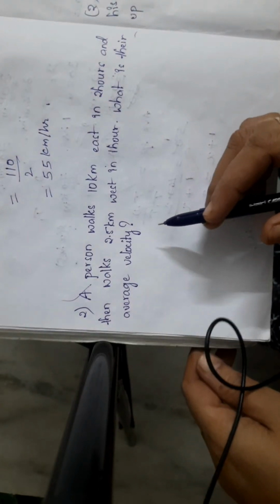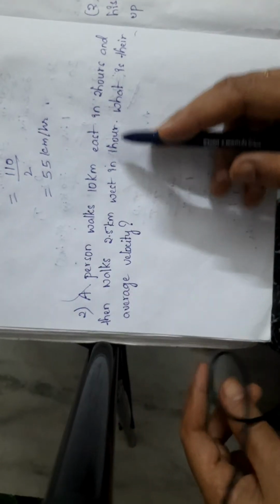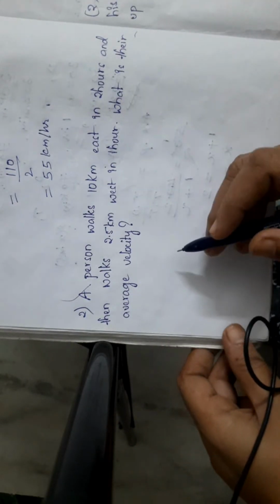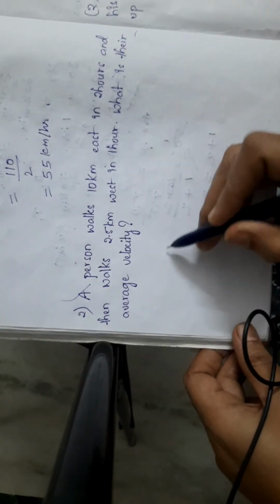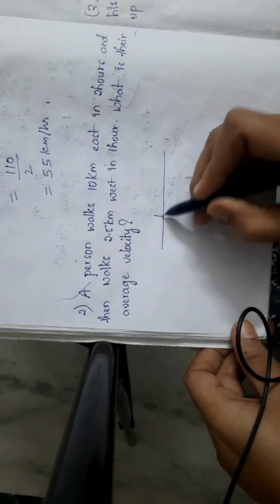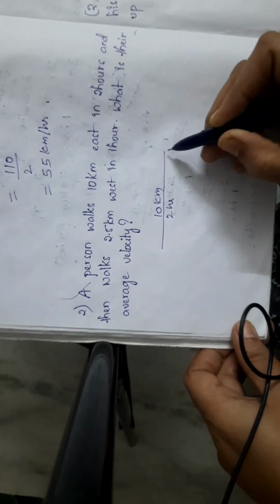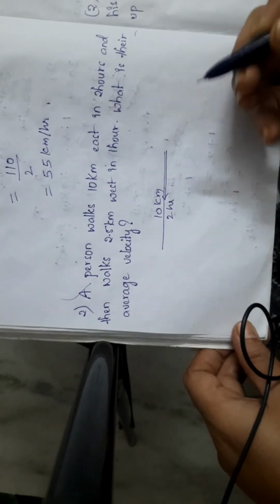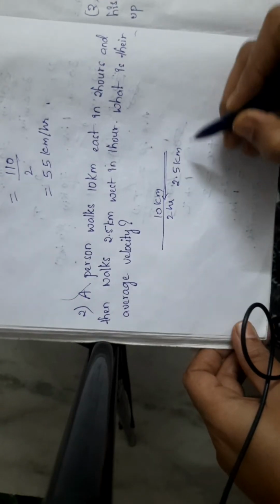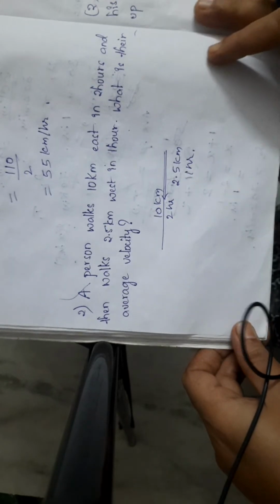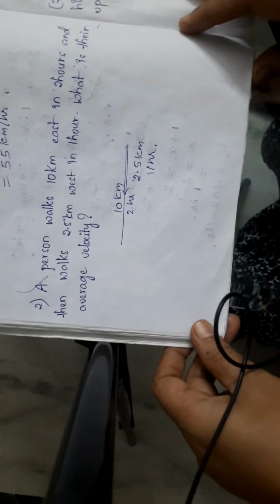Okay, here it is given. A person walks 10 km east in 2 hours and then 2.5 km west in 1 hour. So going towards east 10 km in 2 hours and going towards west, which means in the reverse direction, 2.5 km for 1 hour. So now this is based on displacement. So how can the displacement be calculated here?